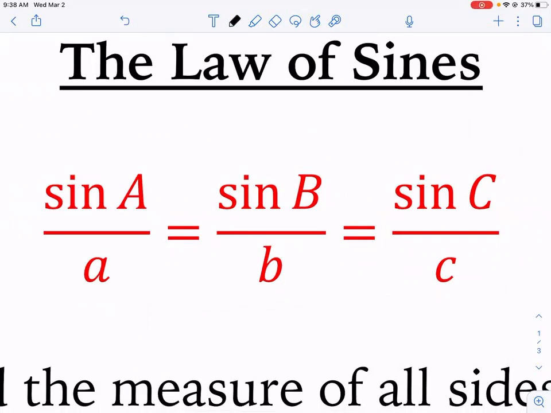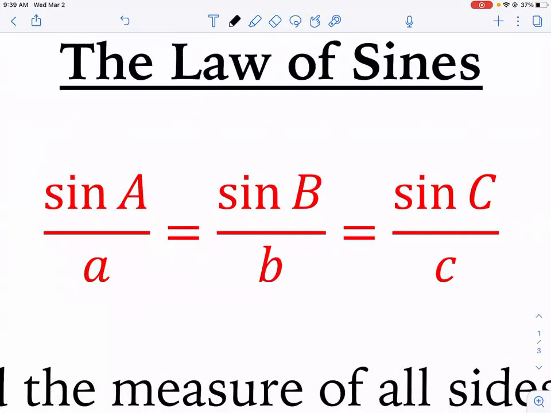Are you going to use all three pieces simultaneously? No. You are going to pick two ratios and make a proportion based on what's going to be helpful for you to solve. So maybe you're going to pick the sine of A over A equals the sine of B over B, and you're going to do some solving. Or maybe you're going to pick the sine of A over A equals the sine of C over C, and you're going to do some solving. Or the B's and the C's. You just pick the two ratios to set equal to each other. That's going to help you.